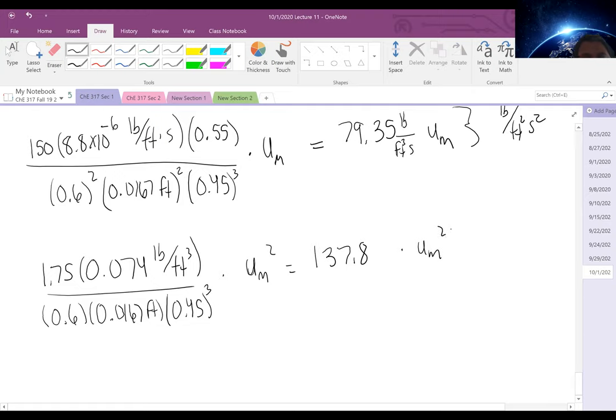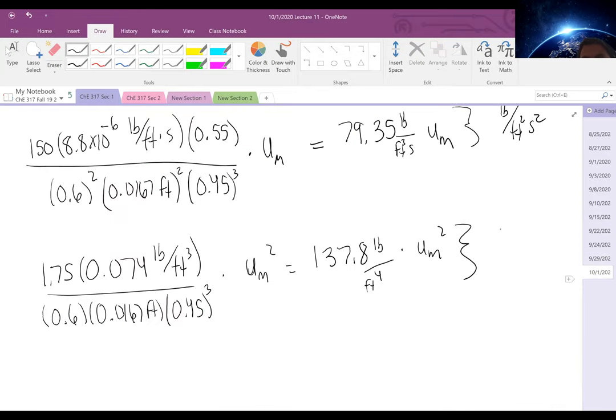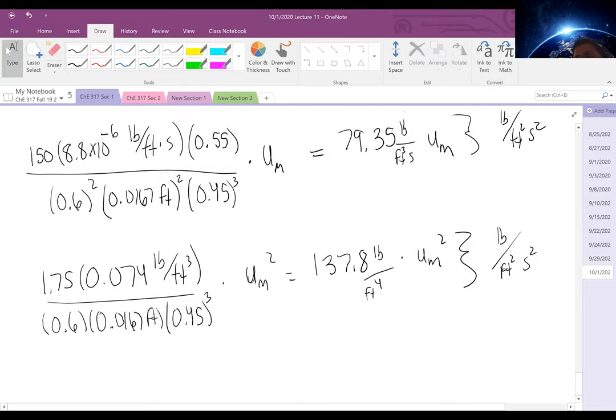I want to check my units on this one. I end up with pounds per feet to the fourth, which if I multiply that times feet squared per second squared, I end up with pounds per feet squared, second squared. So the units match up between these two terms.